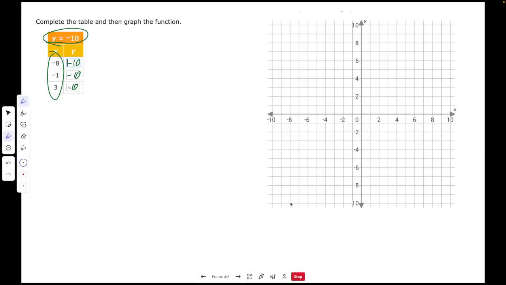Negative 8, negative 10 is here. Negative 1, negative 10 is here. 3, negative 10 is here. So you can see we've got this nice flat horizontal line.